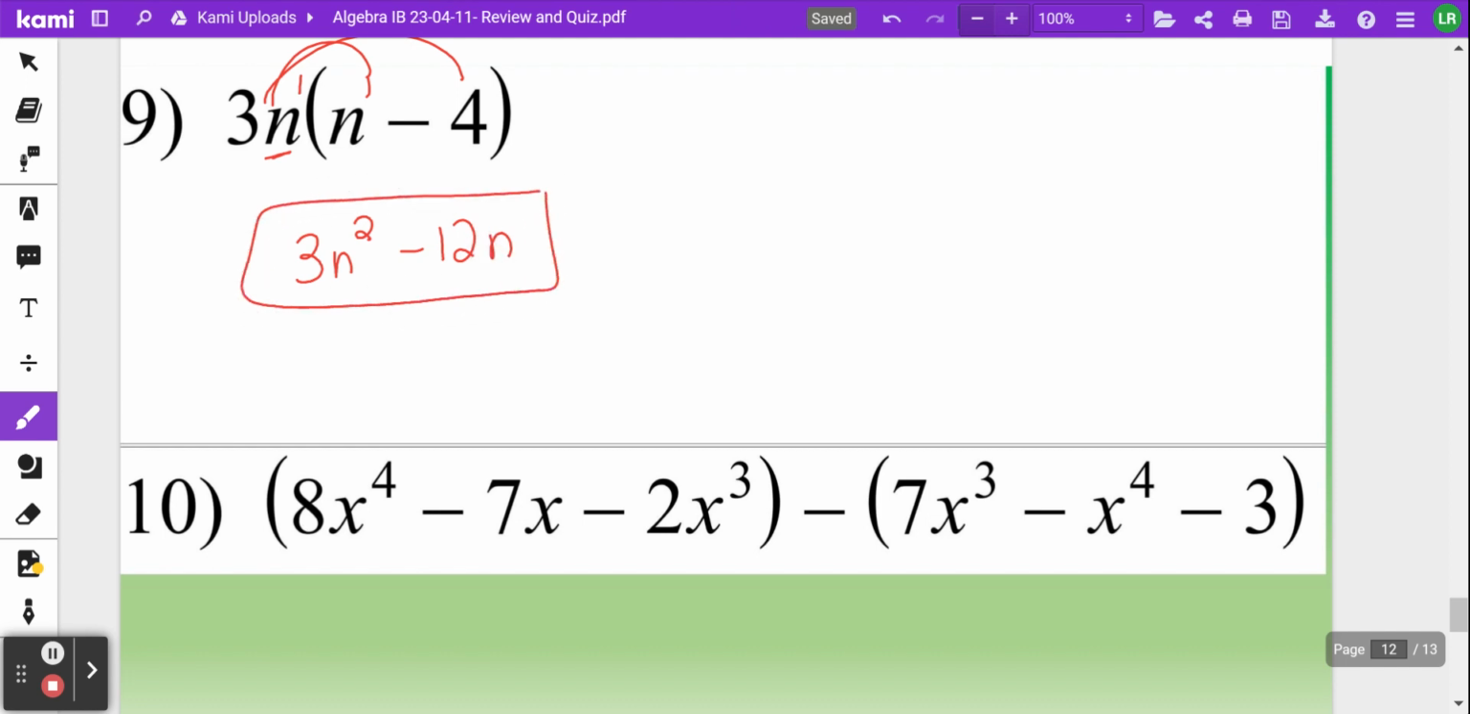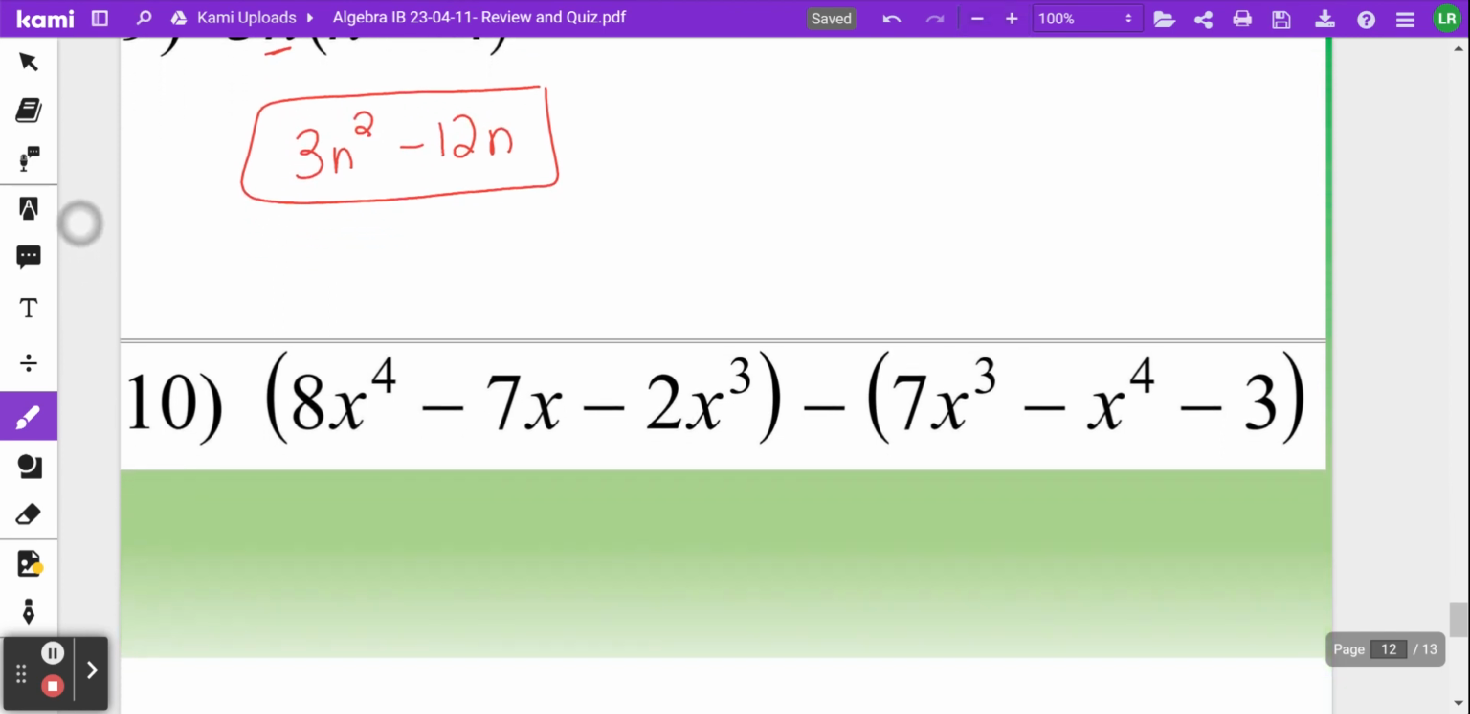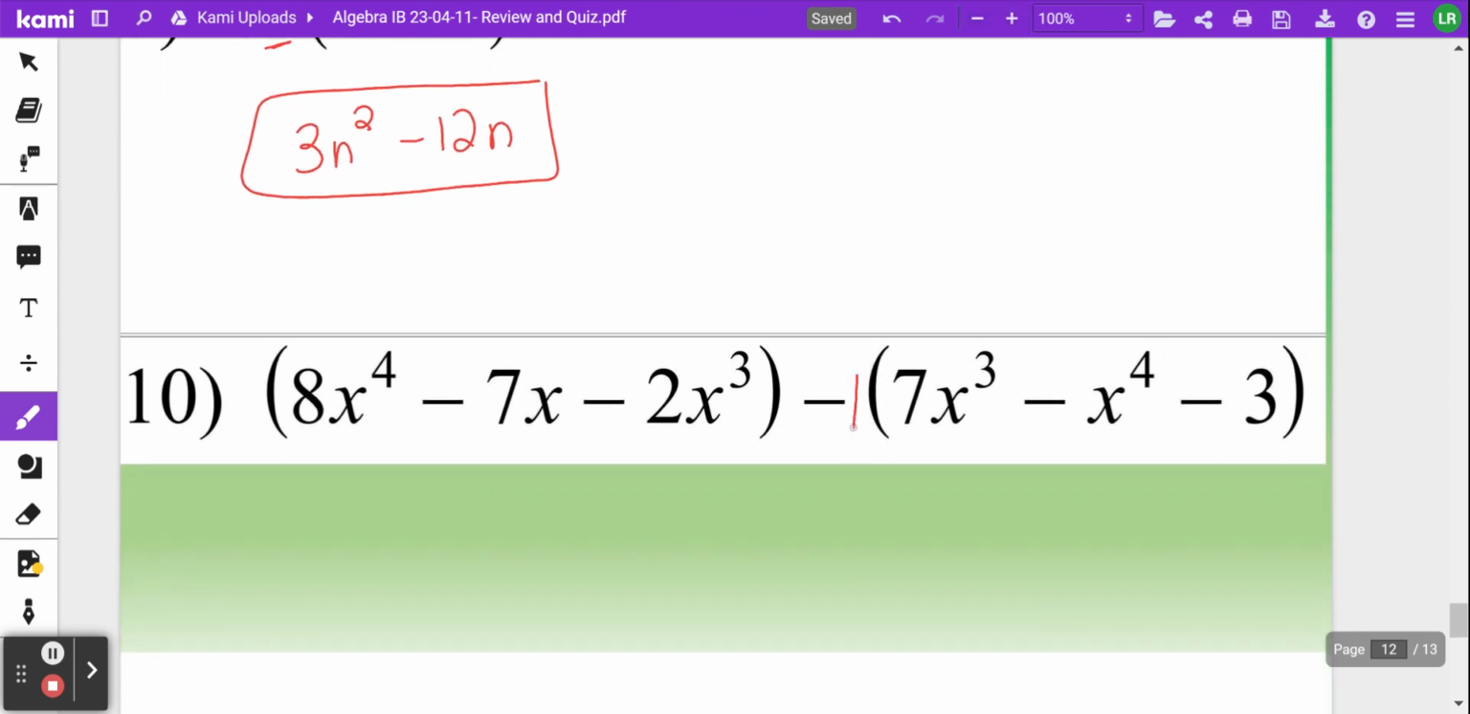Okay? Now, in number 10, you do need to distribute the second one. So I do need to distribute here. -1 times 7x to the third is -7x to the third. Negative times a negative is a positive 1x to the fourth. Negative times a negative is a positive 3. I like to drop it like it's hot.